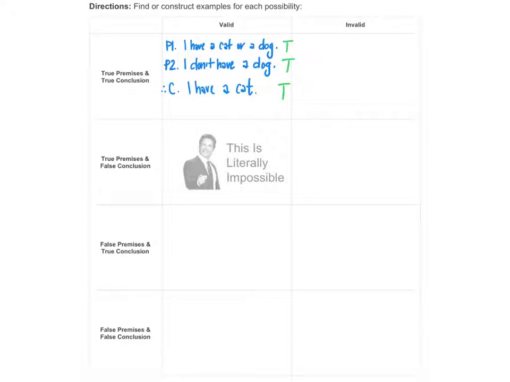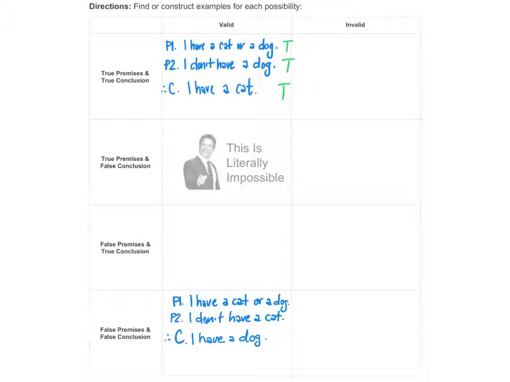To see what I mean, let's look at one that has false premises and a false conclusion, or at the very least, one false premise. So let's use the same first premise, P1, I have a cat or a dog. Okay, that's true, but let's add something that's false as a premise. Let's say I don't have a cat. Okay, so then what would follow from these 2 premises? If it's true that I have either a cat or a dog and I don't have a cat, then I have to have a dog. If these premises are true, then it must be true that I have a dog. So this is a valid argument.